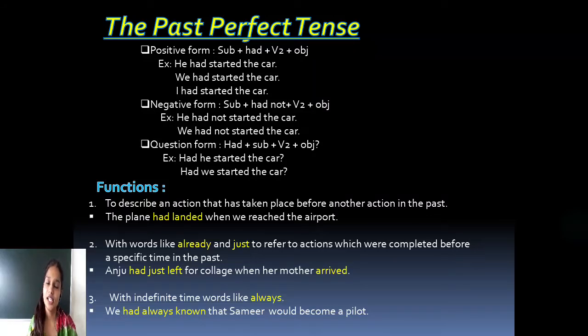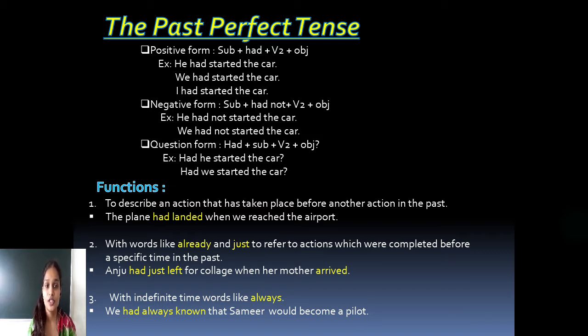Hello everyone. In the last video we learned the present perfect tense and present perfect continuous tense. In this video we are going to learn the past perfect tense and past perfect continuous tense. Now first, the past perfect tense. How do we write a sentence in past perfect tense?